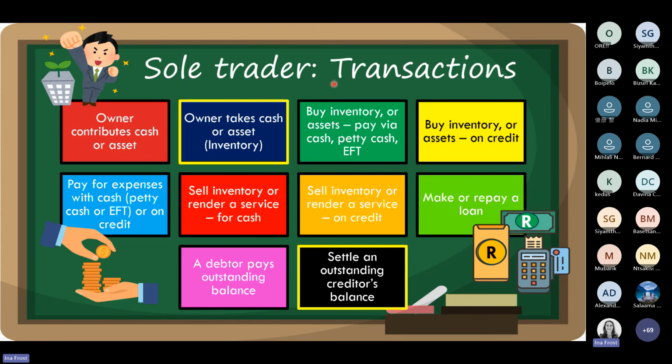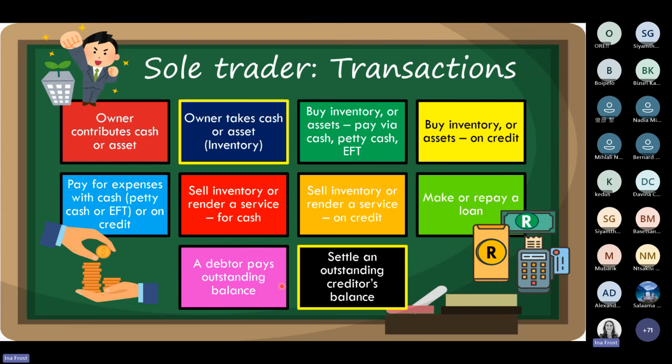So the typical transactions would be your owner contributing either cash or an asset, your owner taking from the business cash or assets, we're buying inventory or any other kinds of assets. And this can be either for cash or on credit. Then we are paying expenses. And then we are selling inventory for cash or for credit. We can make a loan or repay a loan.